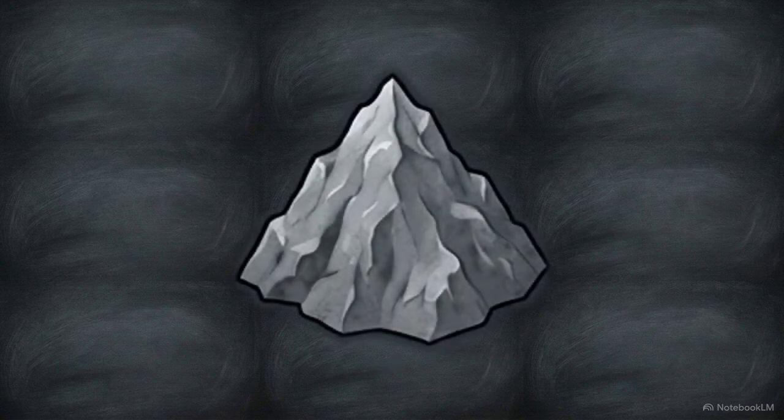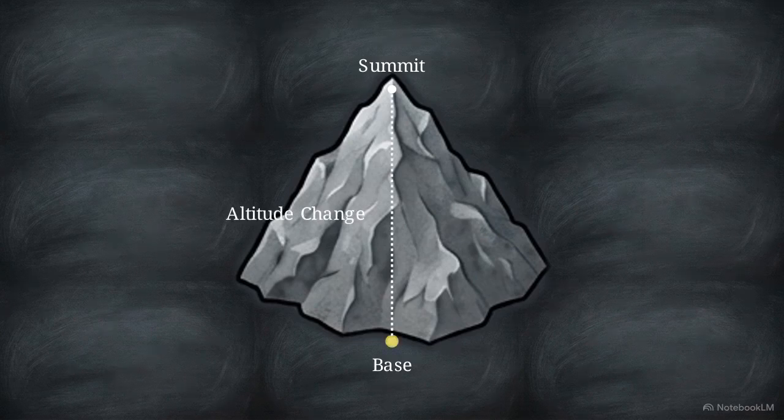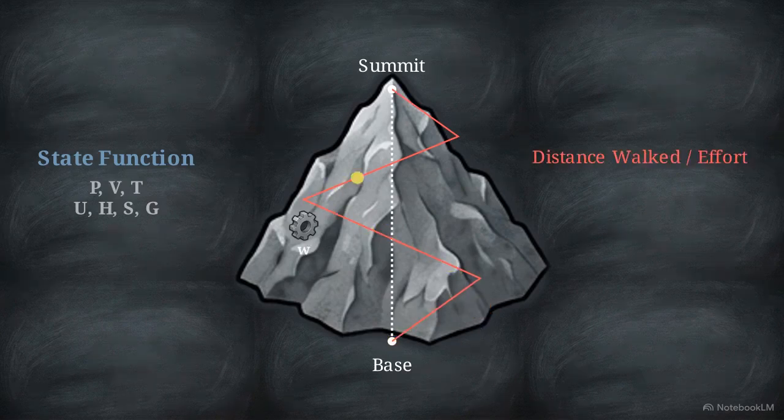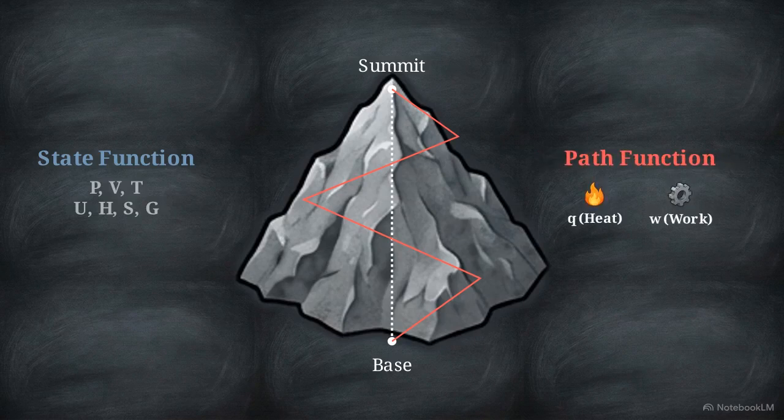This 2D schematic of a mountain shows how we evaluate changes in a system. If a climber moves from the base to the summit, their change in altitude relies solely on their starting and ending points. In thermodynamics, properties like this are called state functions. However, the actual physical distance they hike to get there depends entirely on the route they chose. Variables tied to the route, like the heat transferred or the work done, are called path functions.